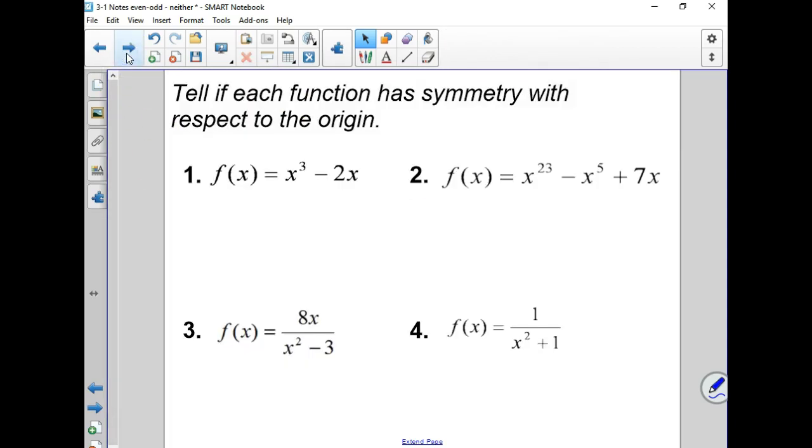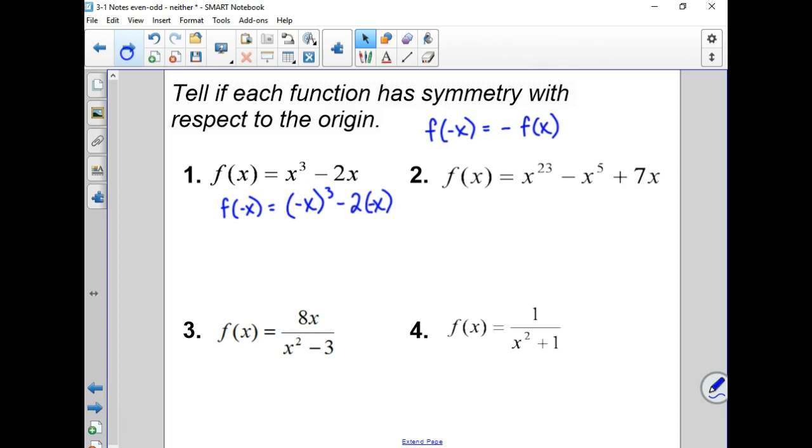So let's look at some equations. Here we have f of x equals x to the third minus 2x. And our test that we use is f of negative x has to equal negative f of x, or the opposite of f of x. So if we plug in negative x for all of our x's here, we're going to see if this gives us the opposite of what we started with, or the same, or possibly neither one.